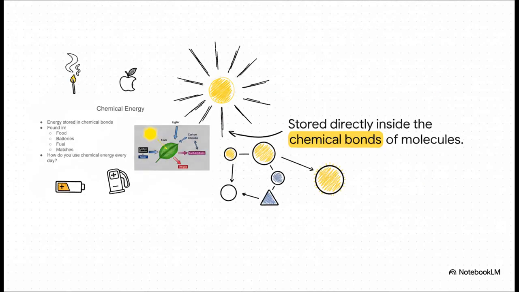Our third form is chemical energy. Think about a leaf going through photosynthesis, turning sunlight, water, and carbon dioxide into carbohydrates. Chemical energy is basically a form of potential energy stored directly inside the chemical bonds of atoms and molecules. And we literally use this every single day. Every bite of food you eat contains stored chemical energy that your body breaks down to fuel your day. The gas in a car, the stuff inside a battery, even the head of an unlit match, they're all just packed with chemical energy, waiting to be released.